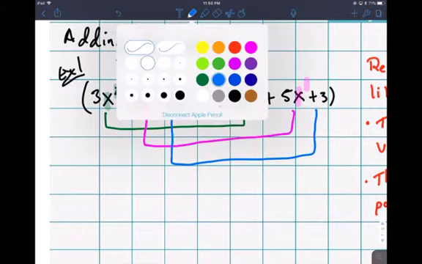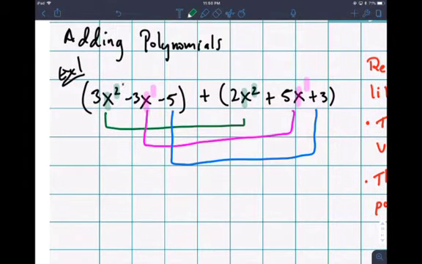So all I'm going to do now is combine them one at a time. What's 3x squared plus 2x squared? Again, we're adding, we're not multiplying, we're adding. So what's 3 plus 2? The answer would be 5x squared. Notice that we're only adding the coefficients, the numbers. And we're keeping the exponents and the variables the same.